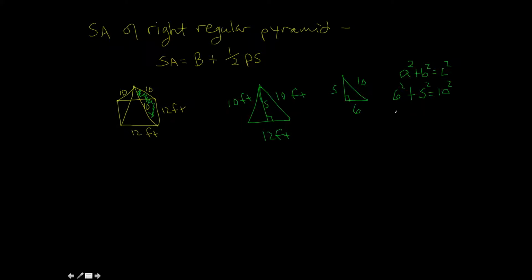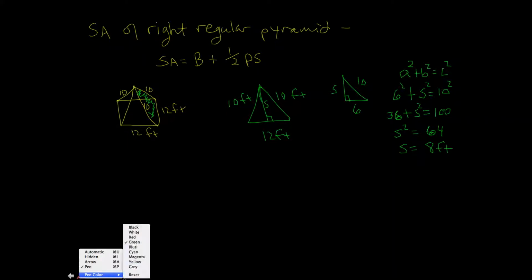So really what I have here is 36 plus S squared equals 100. So subtract 36 from both sides and we get 64. Take the square root to find out what S is. And we have a slant height of 8 feet. So there's our S for our problem here.